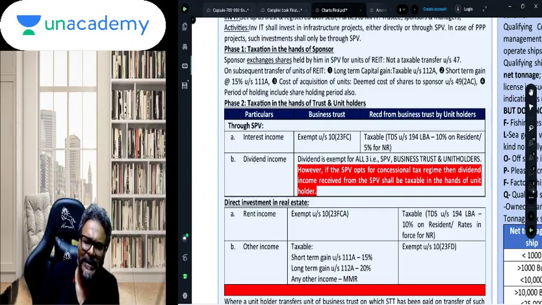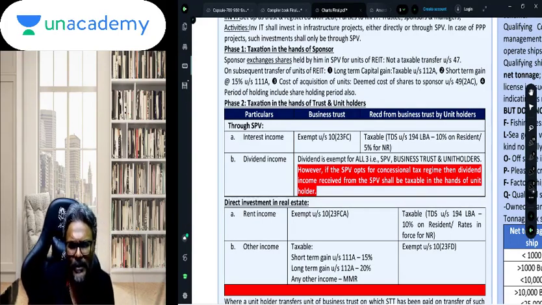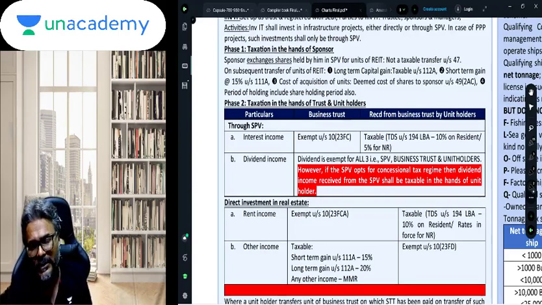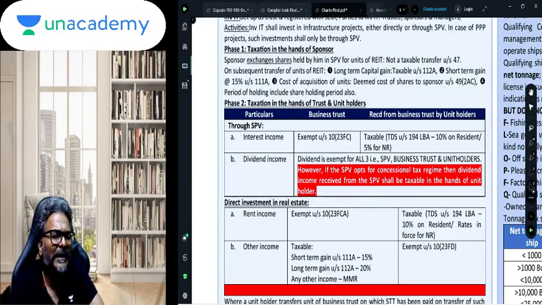Sorry, let me in fact take you through this one. Supposing 10 rupees is what has been distributed to me as a unit holder. Being a unit holder, the proportion of the rental income in this 10 which I have received is say 50%. So it will mean that out of 10, 5 is going to be assessable or taxable in my hands, because it is like a business income.